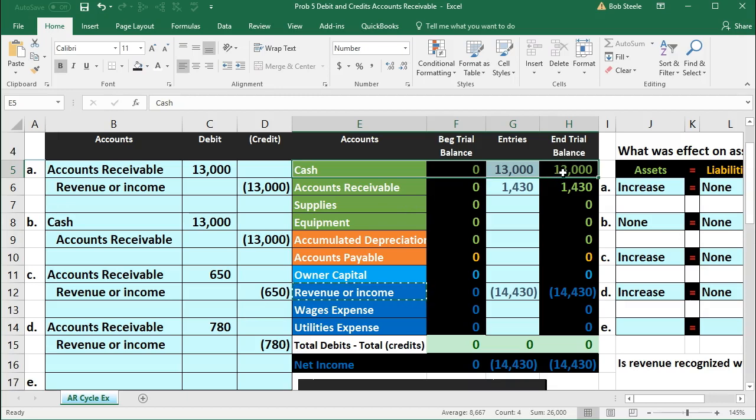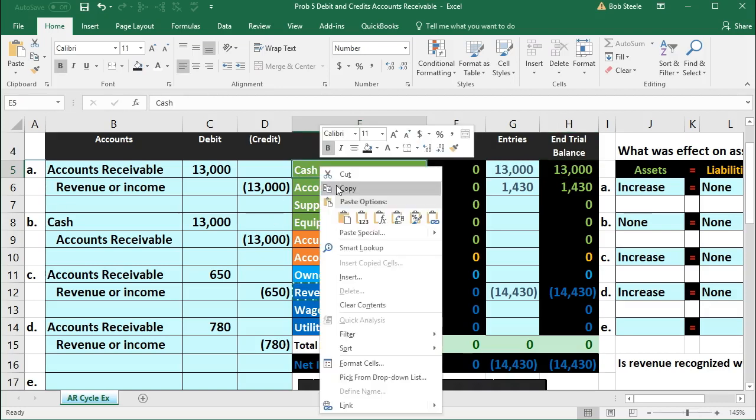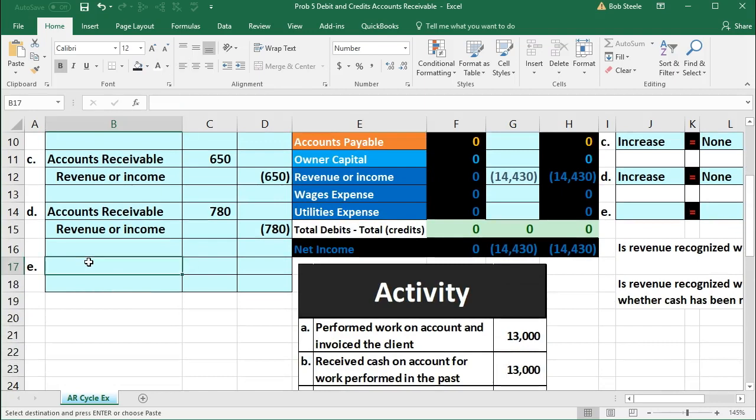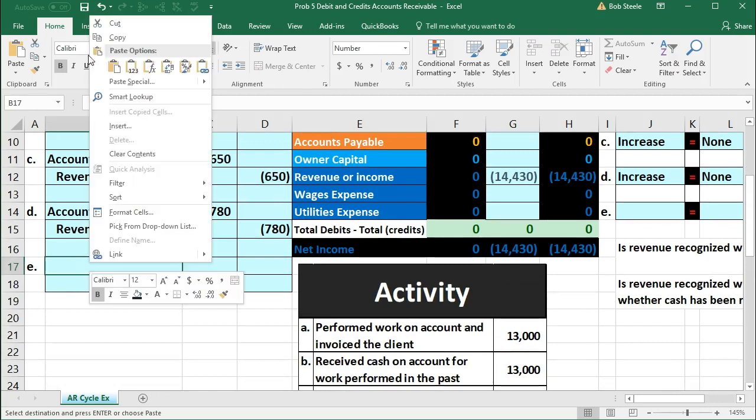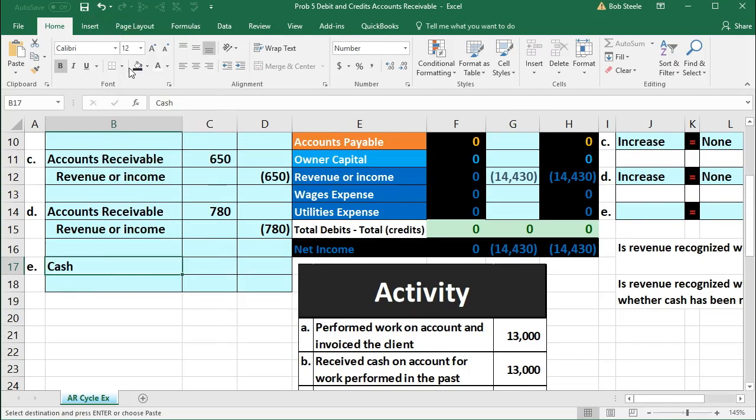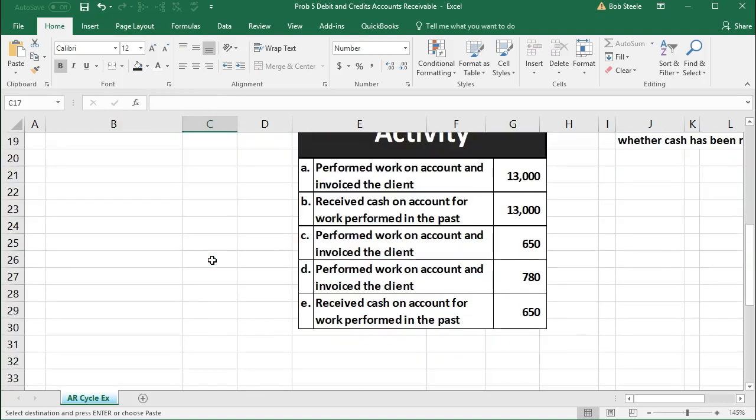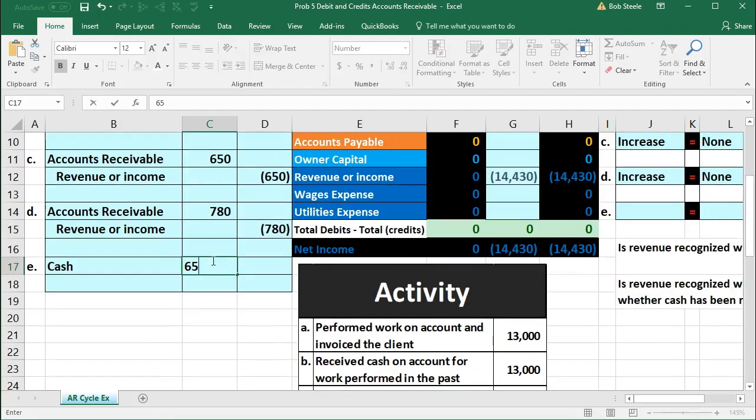Cash has a debit balance. We're going to make it go up by doing the same thing to it, which in this case would be another debit. So I'm going to go ahead and copy cash. We're going to put that on top. It's on B17, right click and paste 123. Within the debit side, we're going to put 650.